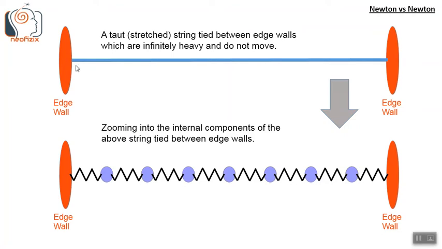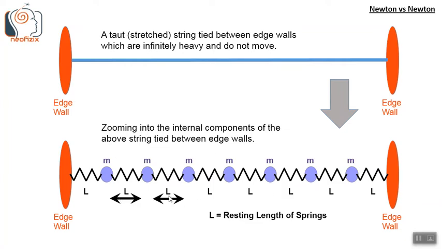Basically, we can imagine this string tied between two infinitely heavy immovable edge masses or edge walls as a chain of spring mass units. If the original spring has uniform mass distribution and uniform elasticity along its length, then we can assume that it is made up of similar springs, all with same resting length L, same spring constant K, and with same mass units, say of m kg each. That is, all these mass units in violet color have the same mass m.